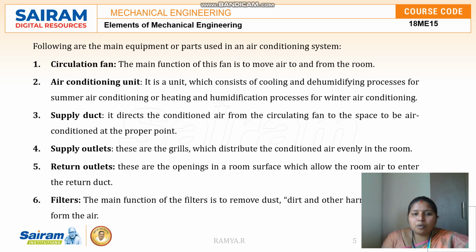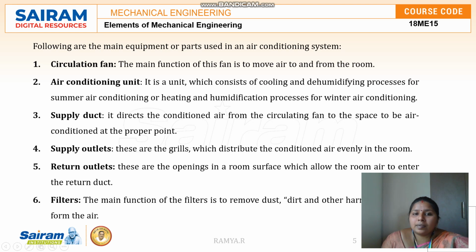So these are the main equipments used in an air conditioning system. First, the circulation fan. The main function of this fan is to move air from and to the room. Air conditioning unit: it is a unit which consists of cooling and dehumidifying process for summer air conditioning, or heating and humidification process for winter air conditioning.